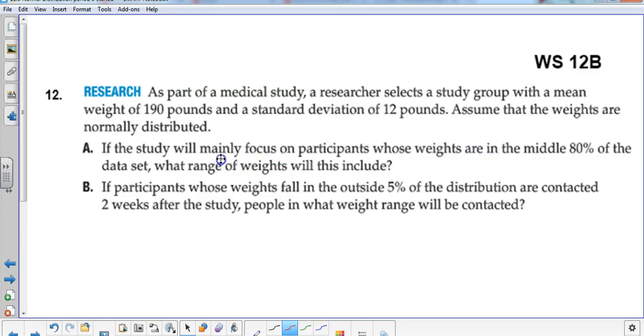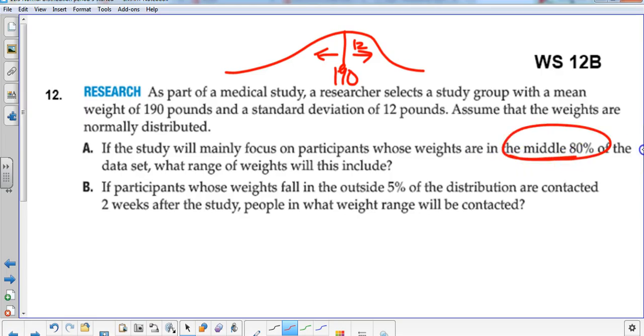Guys, this one says that we're going to do a medical research study of some kind, and we've got a bunch of people whose average weight is 190 pounds. Okay? The mean is 190 pounds. The standard deviation is 12. It says if the main focus is those whose weight are in the middle 80%, okay, I need to know how to find the middle 80%, the weight cutoffs for the middle 80%. If I divide that by 2, I'm going to go how far each way? 40% from the middle would put me at the 10th percentile, right? 40% above the average would put me at the 90th percentile.